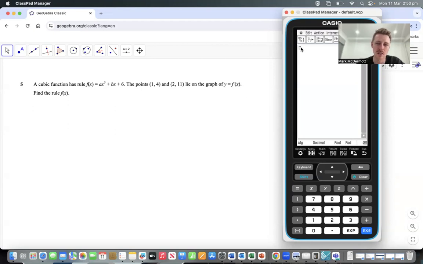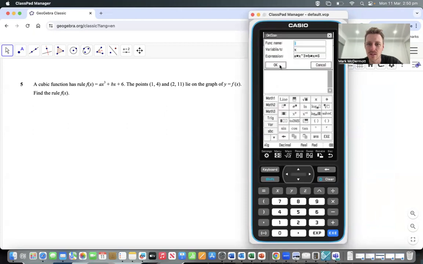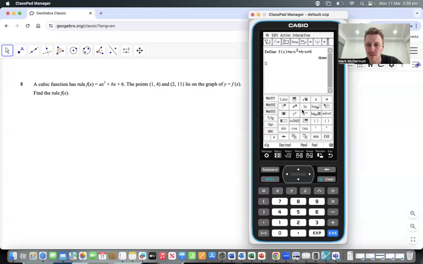So I'm going to just show how to do that on the calculator. The first thing you want to do is define the cubic, and make sure you put multiplication signs between the a times x cubed and then b times x plus 6. And interactive, define that. Let's define that as f of x. Okay, and then you want to click keyboard, and then go to math 1, but it's just this one here.